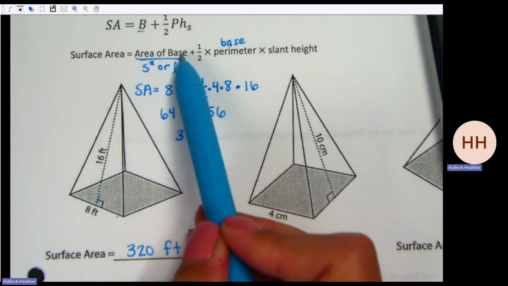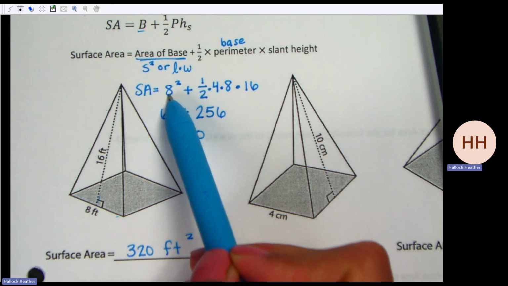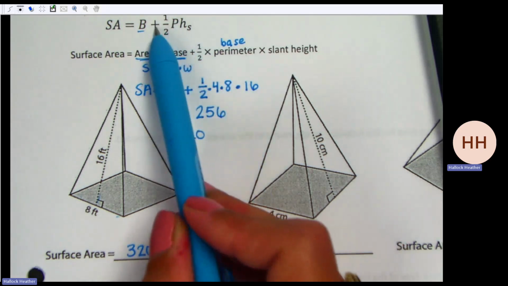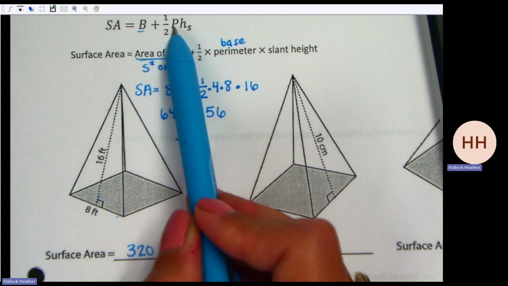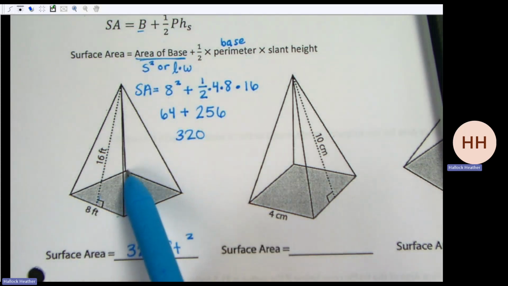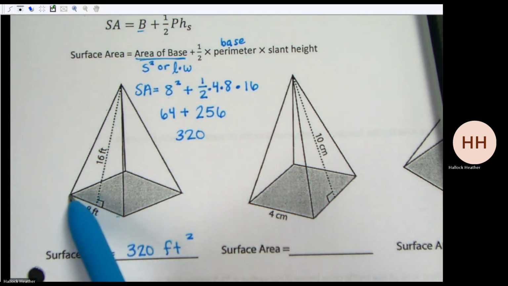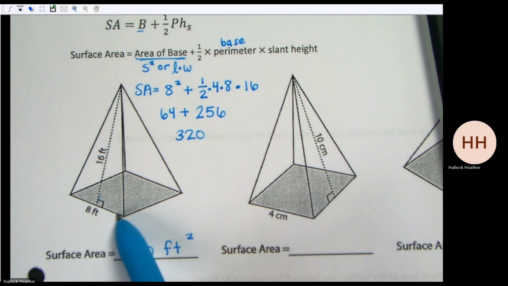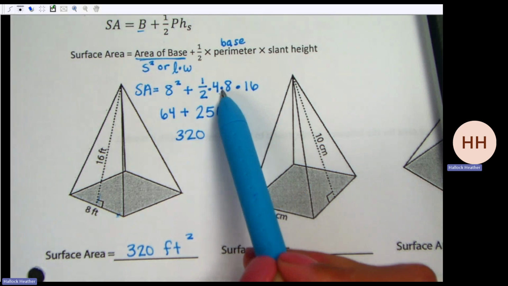So this is the area, which is length times width, so 8 times 8. And then you're also multiplying by 1/2 the perimeter of the base. So I have 4 sides to my base, and it's a square, so 4 times 8. So you could either put literally 32 there because you're combining a step, or you can put 4 times 8.